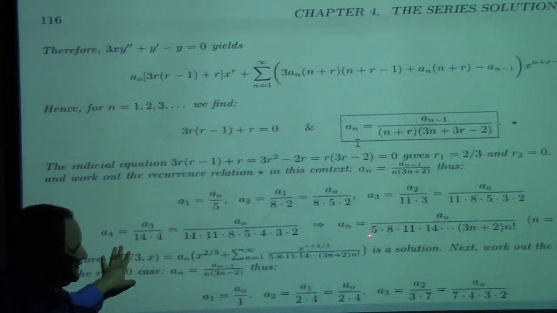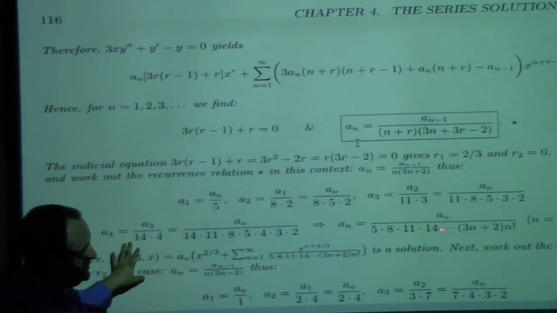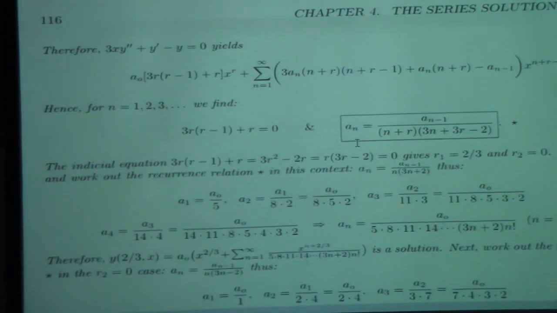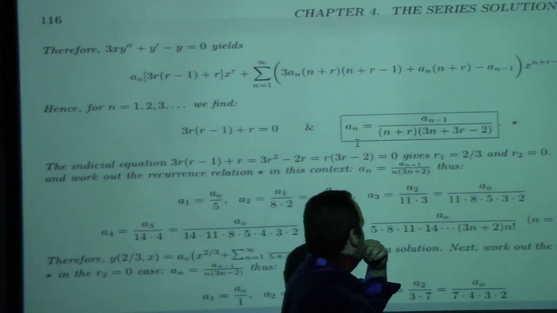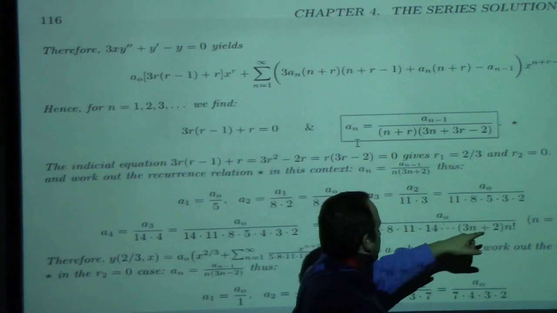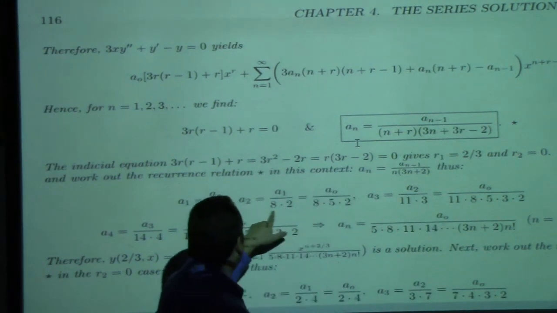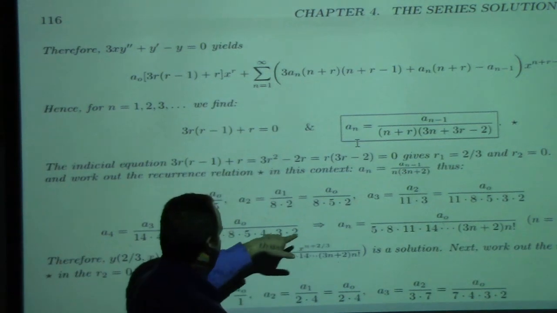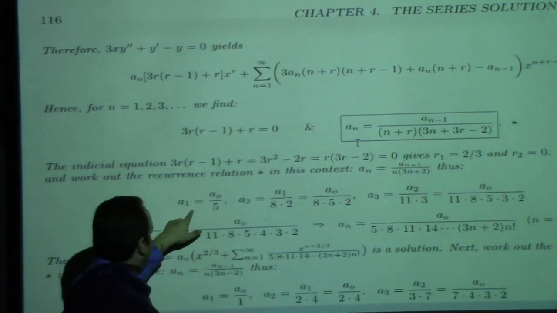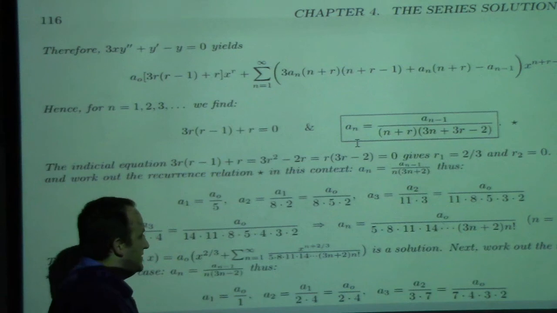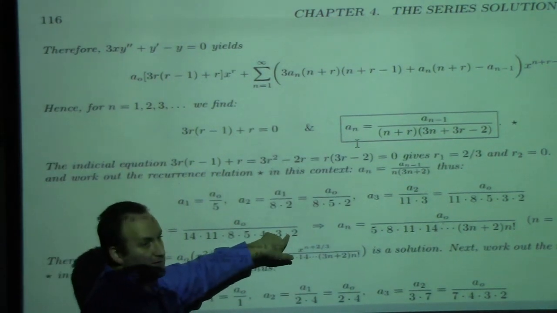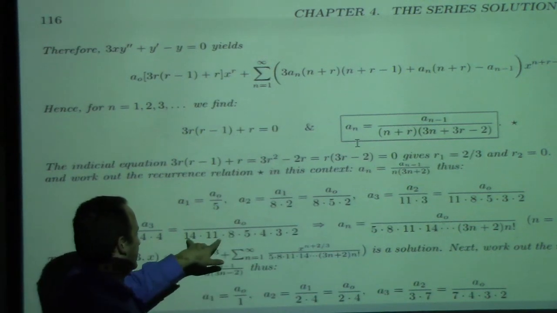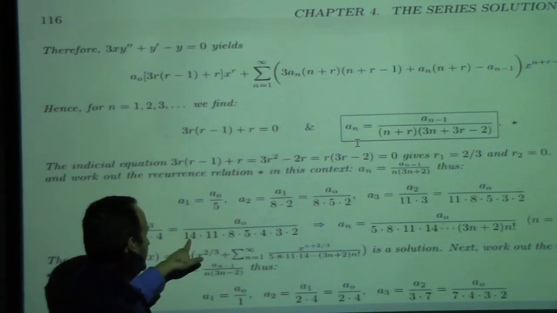A sub n is a sub naught over 5 times 8 times 11 times 14 ... 3n plus 2, times n factorial. What I did was pull out the factorials. You notice for a sub 3 I've got a 3 times 2 times 1. For a sub 2, I've got a 2 times 1. And a sub 1 is a 1 factorial right there. A sub 4, you can see there's a 4 times 3 times 2 times 1. That's a 4 factorial.